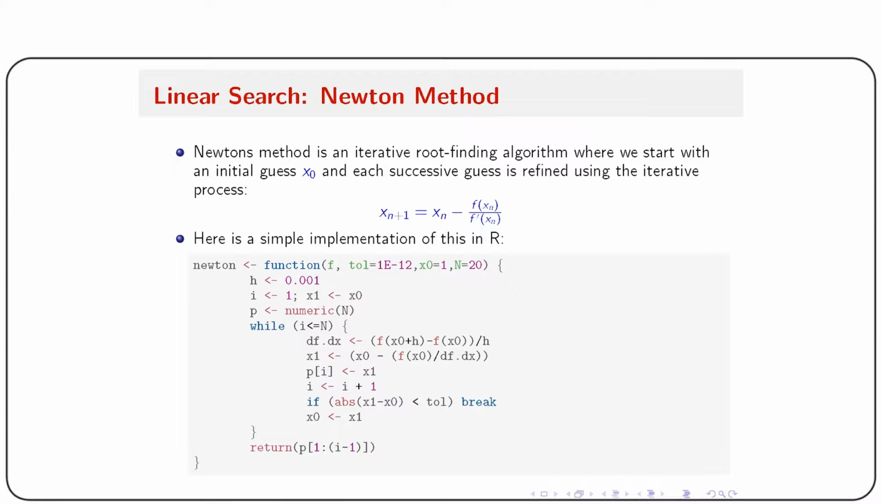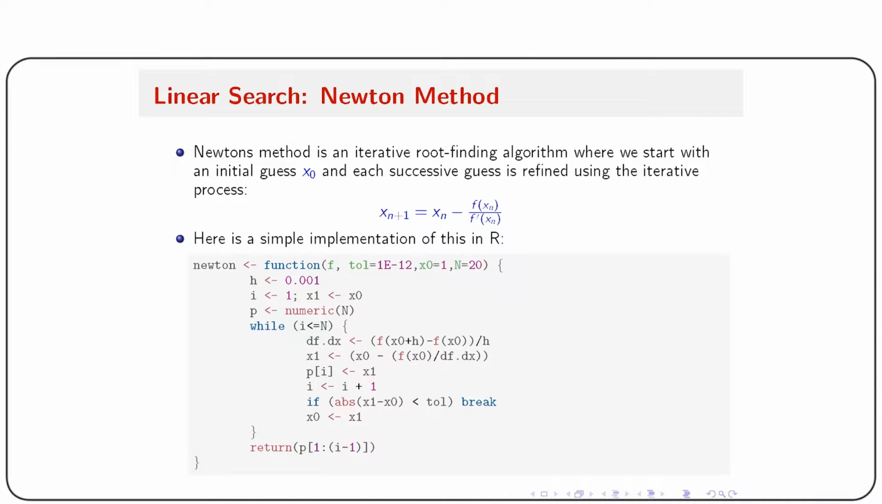As I told, in this second module of numerical optimization, we'll see how to implement the Newton method and quasi-Newton methods in R. Initially I'll start with the implementation of Newton's method in R.